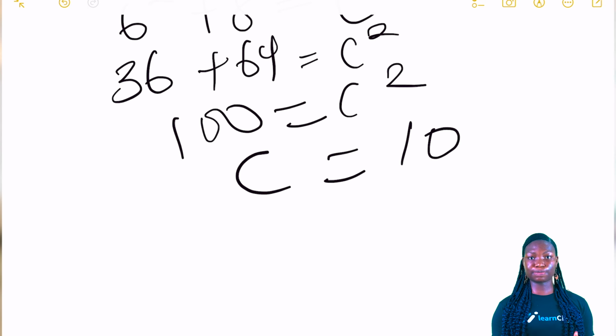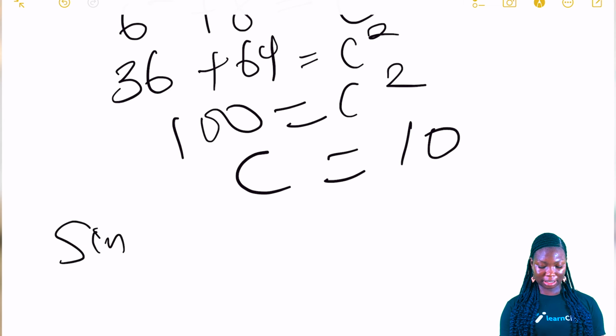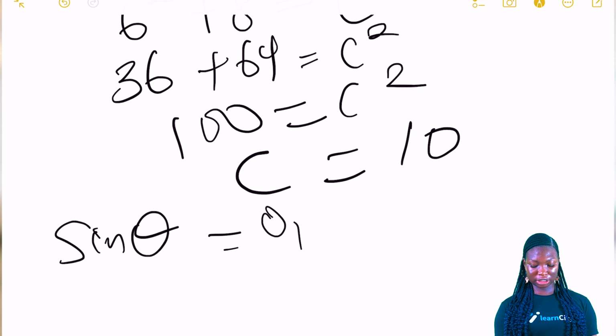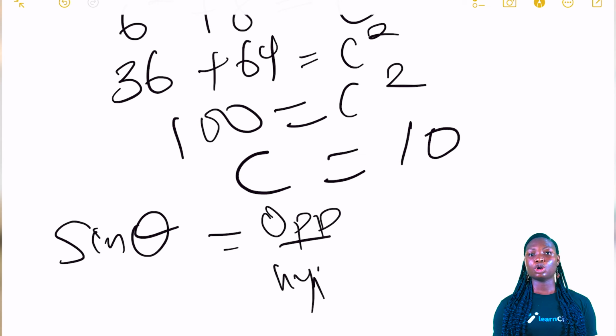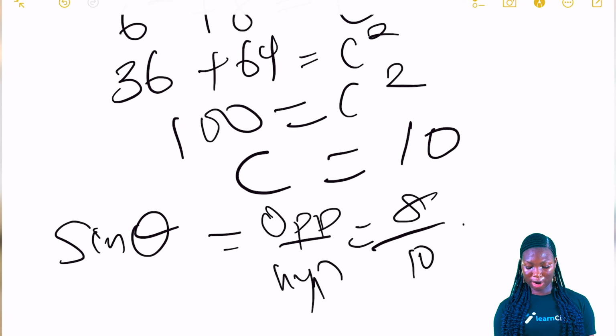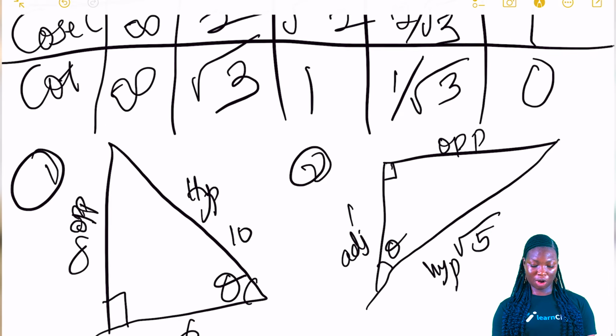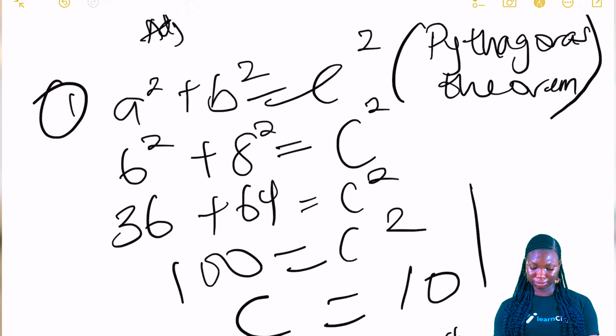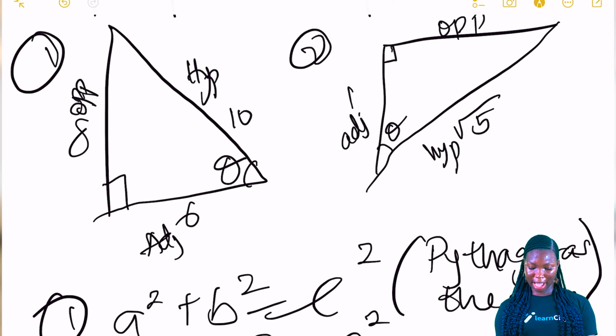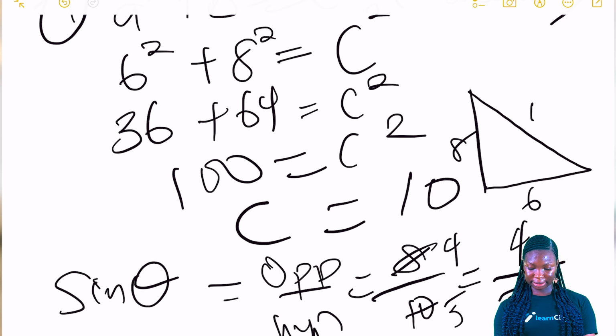So for the first part, we have sine theta, which is opposite over hypotenuse. We have it to be 8/10, which is 4/5. Let me just draw our triangle here. We have 8, we have 6, and we have 10.